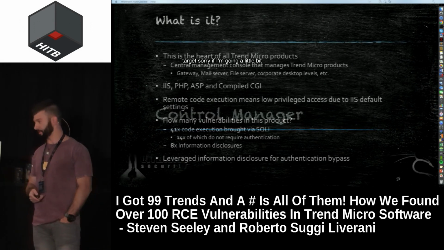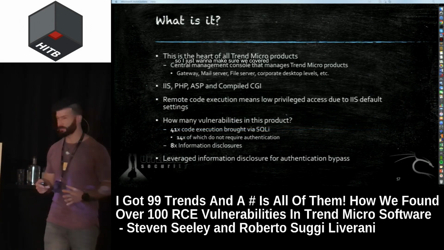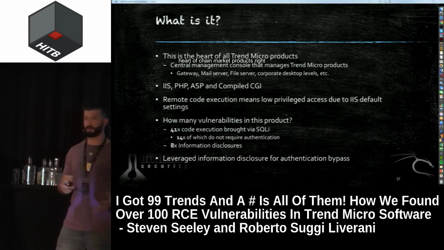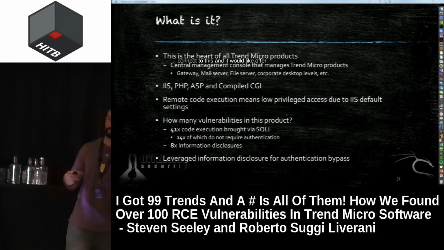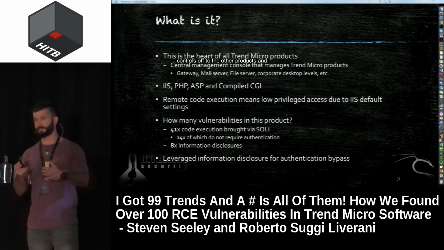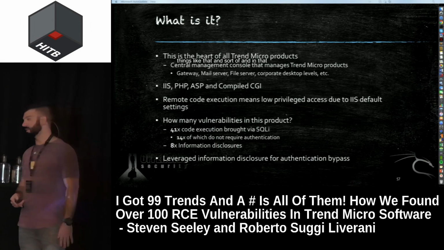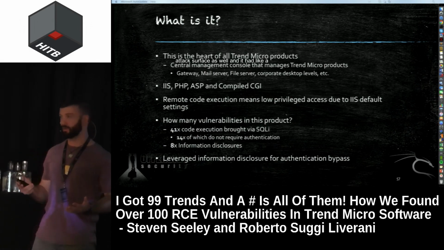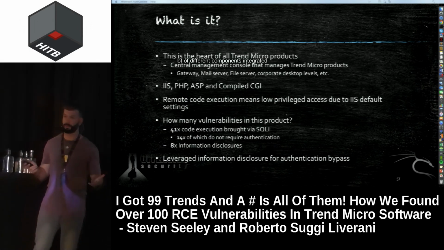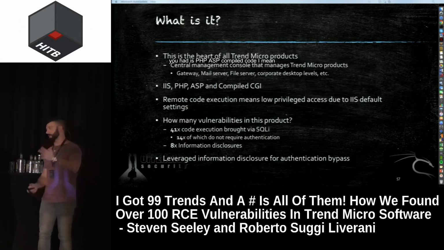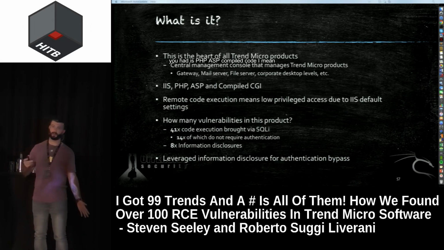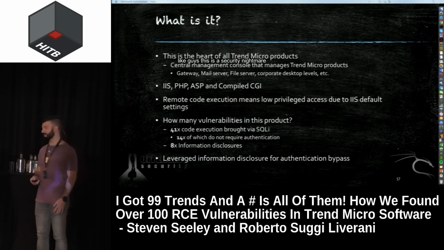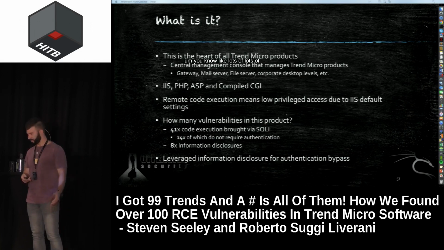This one was an interesting target. Sorry if I'm going a little bit fast because we're running out of time, so I just want to make sure we cover some content. This was kind of the heart of Trend Micro products, right? Their other products would connect to this, and it would offer controls to other products and things like that. In that case, it was really a huge attack surface as well. It had a lot of different components integrated. You had IIS, PHP, ASP, compiled code. I mean, you name it, pretty much had it. I think it even had Java somewhere. It was just like, guys, this is a security nightmare.